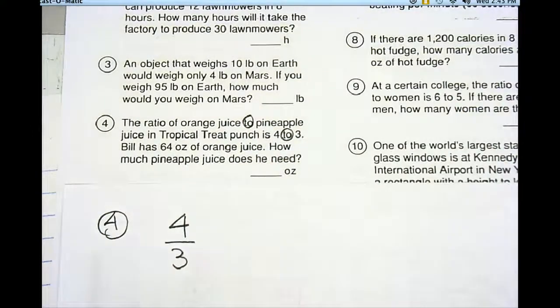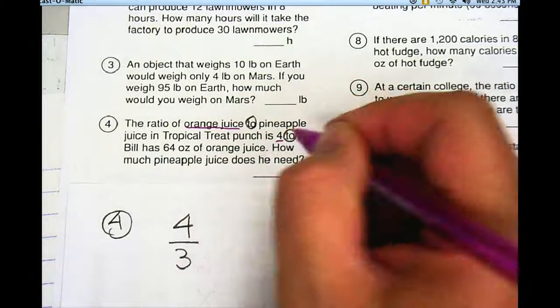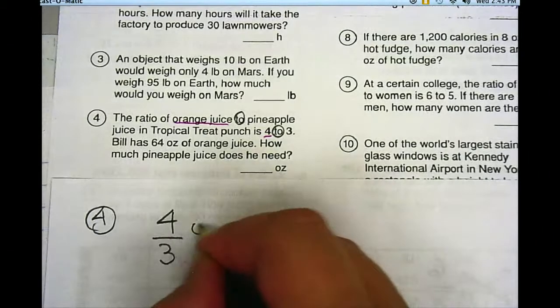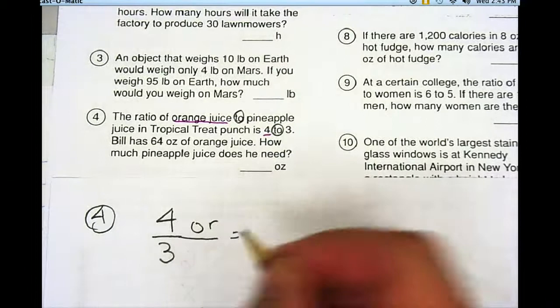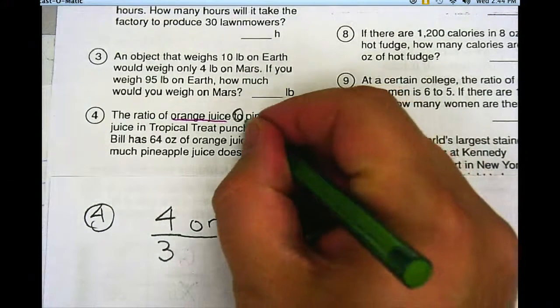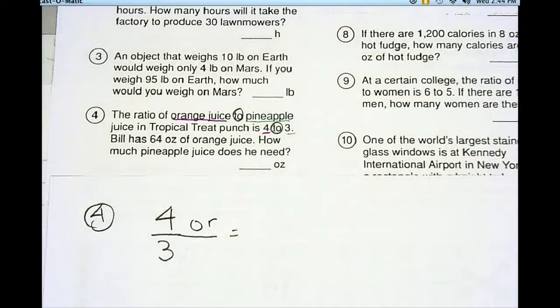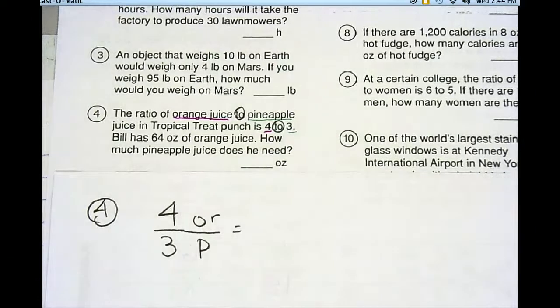Now what comes before the word "to" is orange juice and 4. So my orange juice has to correspond with 4, and I'll put an OJ down there for orange juice. After the word "to," I have pineapple juice and 3. So I'm going to put pineapple juice on the bottom so it corresponds with 3.